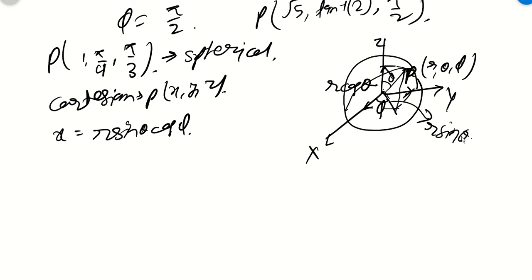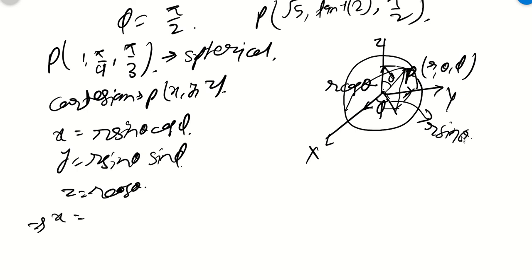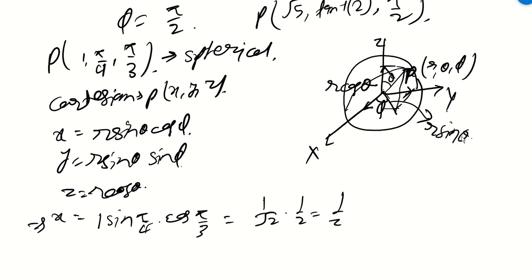x is equal to r sin theta cos phi, y equal to r sin theta sin phi, and z will be r cos theta. Putting these values, r is 1, sin theta is sin pi by 4, and cos phi is cos pi by 3. So x will become 1 by root 2 into cos pi by 3, which is 1 by 2, that is, 1 by 2 root 2.